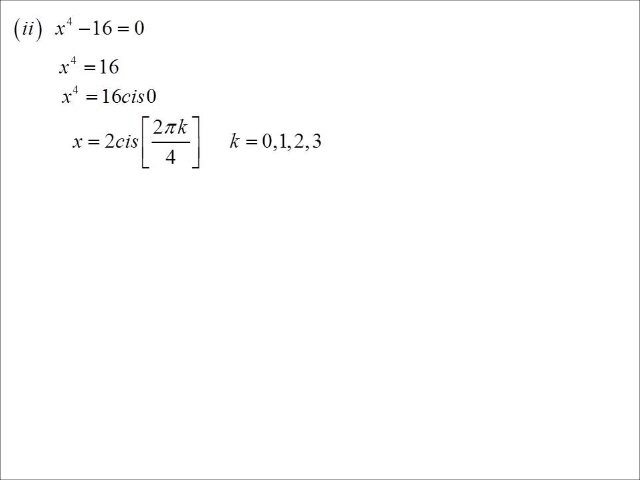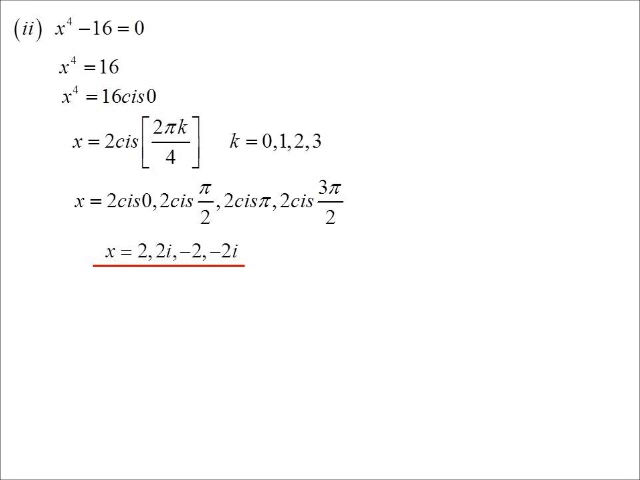Well, let's find the fourth roots of 16. So we know x to the power 4 is 16 cis 0. The fourth root of 16 is 2. That's right, isn't it? 2 by 2 by 2 by 2, yeah, is 16. That works out nicely. And so we'll have 2 pi k plus 0, so it's just 2 pi k on 4. I've gone 0, 1, 2, and 3 for my consecutive numbers for this one. And so I get 2 cis 0, 2 cis pi on 2, 2 cis pi, 2 cis 3 pi on 2. And so I have 2, 2i, minus 2, minus 2i.